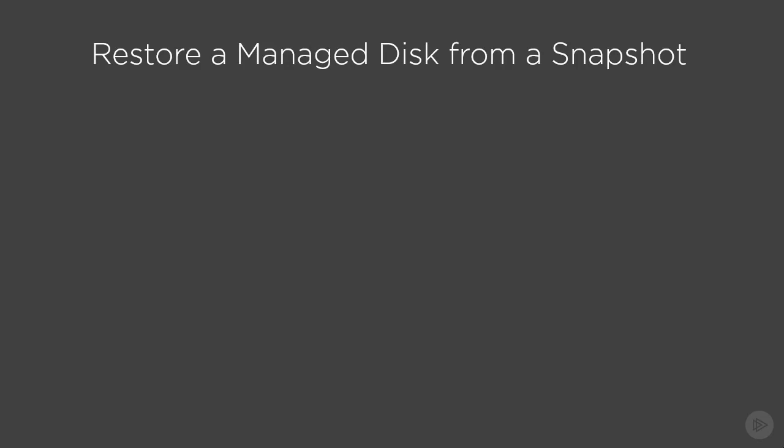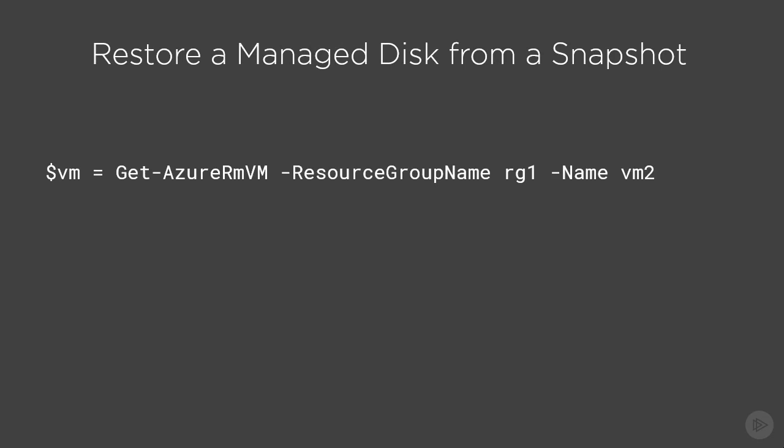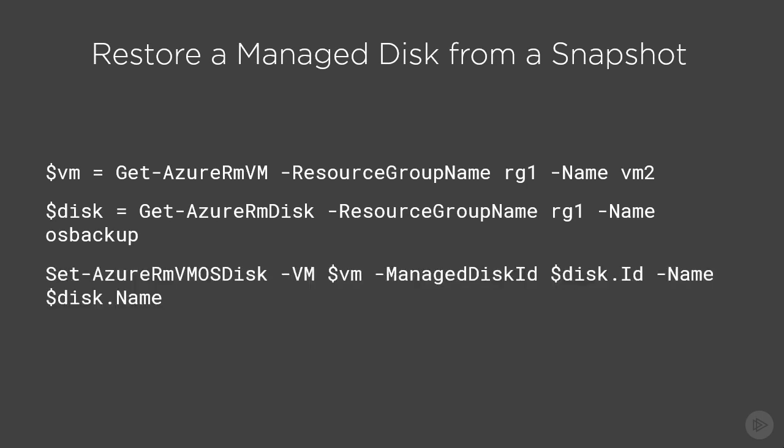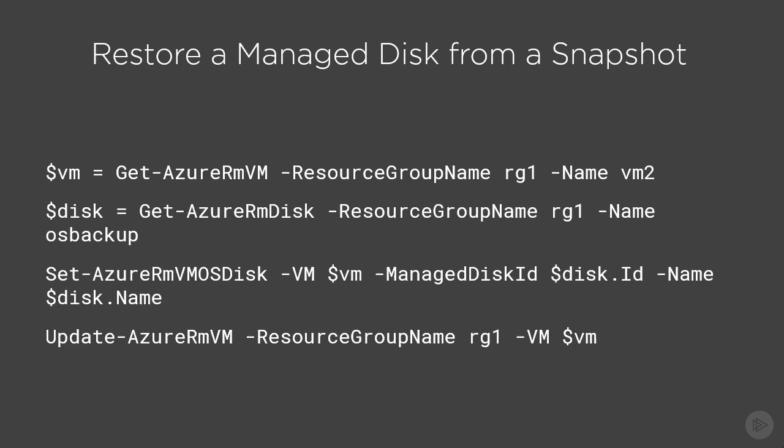How do we restore a managed disk from a snapshot? Well, in Azure PowerShell, we can, in this code, use Get-AzureRmVM to get a reference to a virtual machine object. We can do the same thing with Get-AzureRmDisk to retrieve references to the disks from a particular backup. We then Set-AzureRmVMOSDisk using the managed disk ID and the disk name, and then update the virtual machine with the disk.